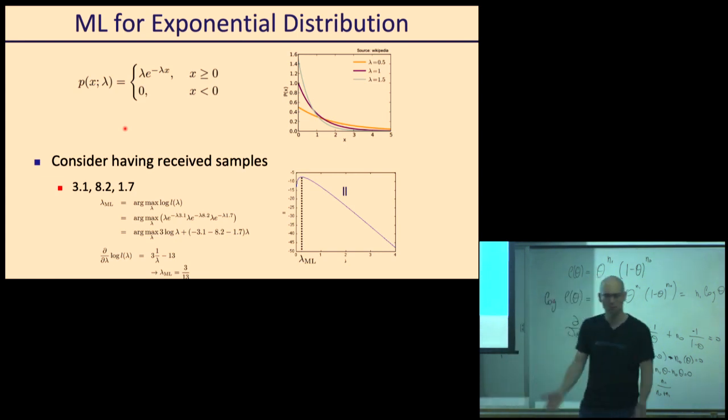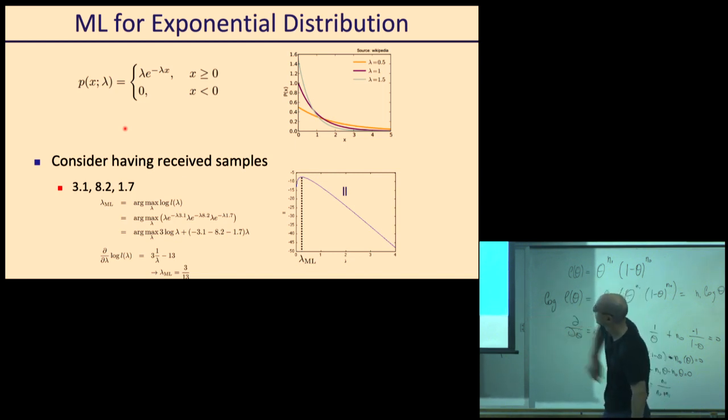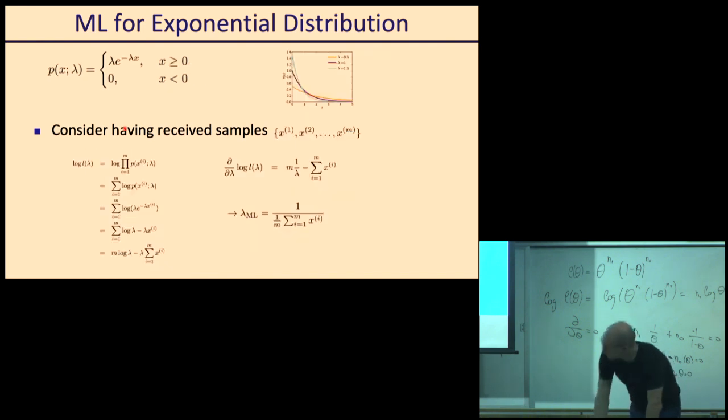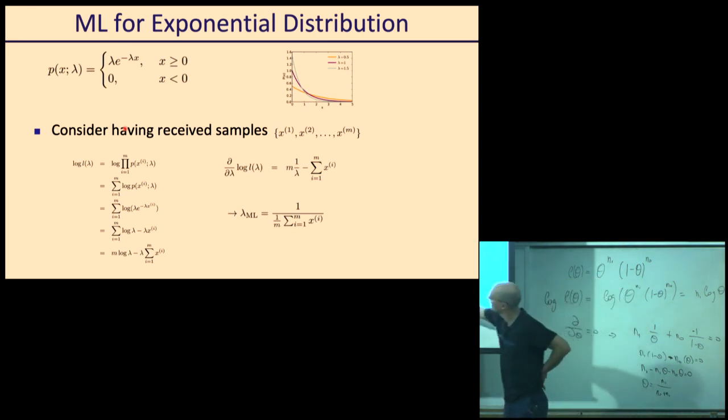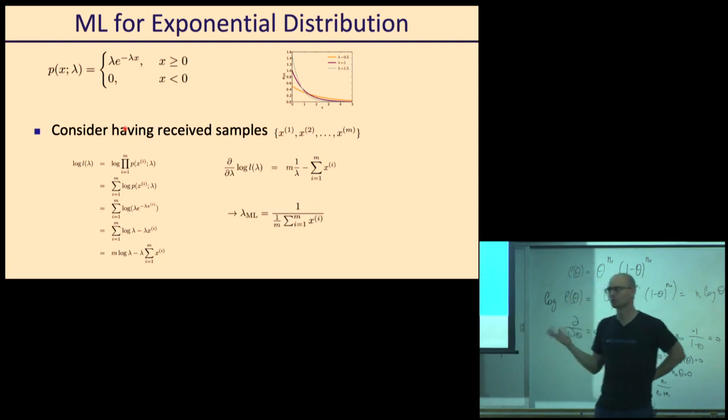You have to do a little bit more math, derive what it is, and you find that the equation comes down to what you see here, which is a summation of all the values you got in the denominator and the number of samples on top. So this is the general version. Your lambda will be, in some sense, 1 over the average of the x values that you perceive.